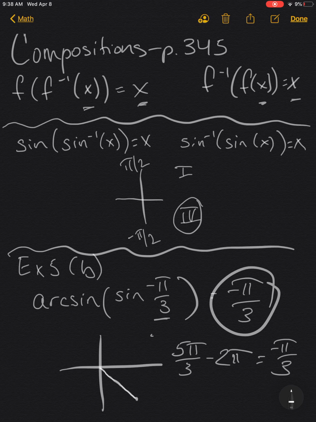Now I'm going to show you another way you could have done this problem, which may make a little bit more sense to you. Instead of using the property, you can use information that you already know without even knowing this property. So let me rewrite the problem.